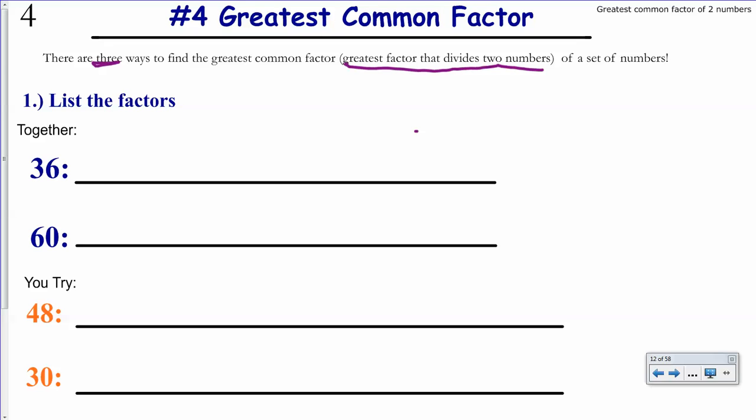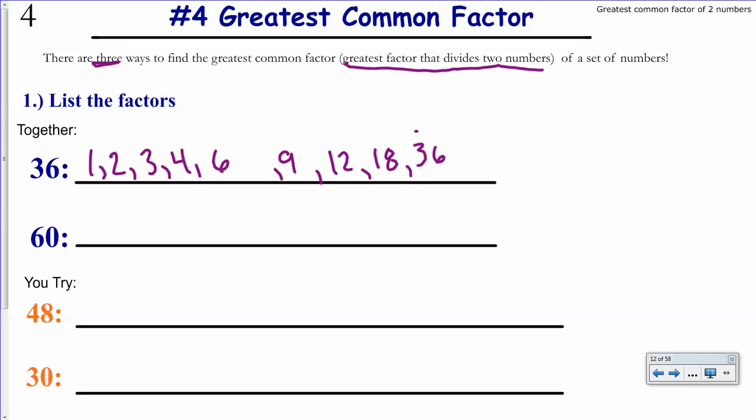So one thing we can do is list the factors. If I want to find the greatest common factor between 36 and 60, I can list all of the factors of 36. So I know I have 1 and 36. It's even, so 2 times 18 should be 36. 3 times 12 is 36. How about 4 times 9 is 36. 5 doesn't work. 6 times 6. 7 doesn't work. 8 doesn't work. And then I'm to 9, so I know I'm good to go.